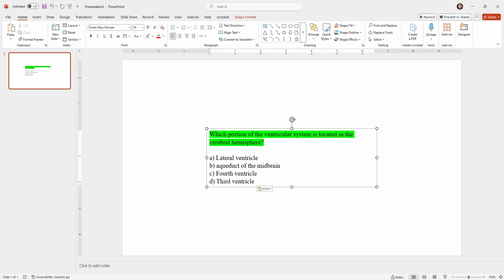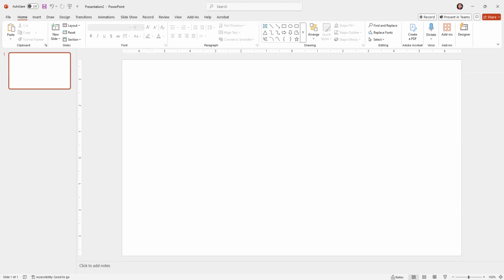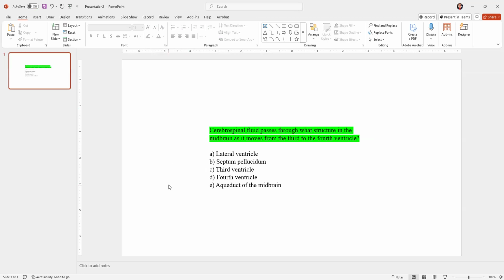The lateral ventricle. Good job. I didn't even see this. Yes, because the aqueduct of the midbrain is in the midbrain. The 4th ventricle is where the cerebellum is on one side, and in the cerebral hemisphere there's only your lateral ventricle. Everything else is too low. Yes. The aqueduct. Good job.